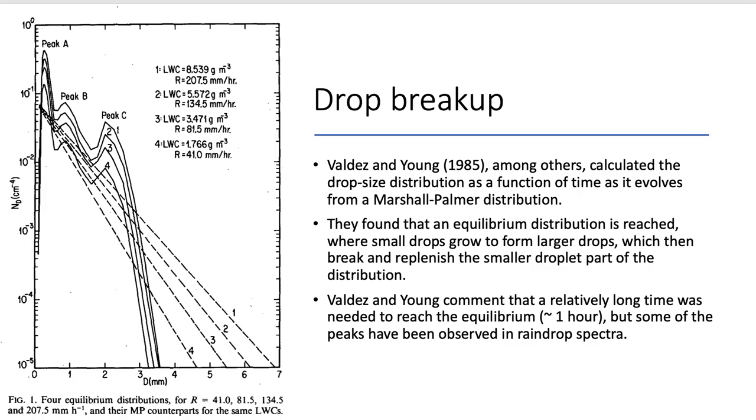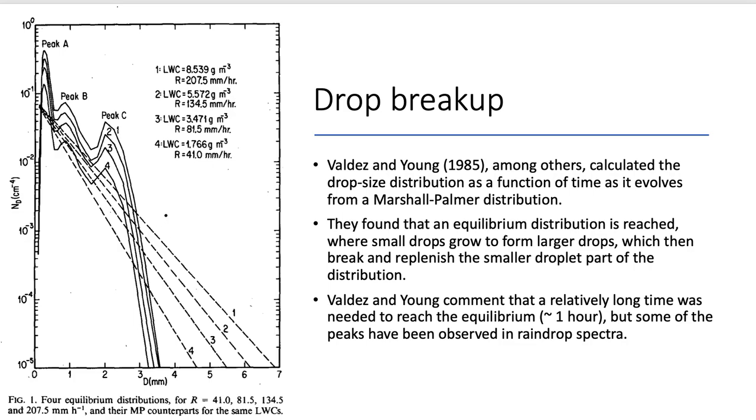Interestingly, once you start with a Marshall-Palmer distribution, it is not necessarily an equilibrium distribution, right? Larger droplets will likely break up. If you have a large droplet here, it will likely break up and give rise to various smaller droplets. And some of these smaller droplets may collide and coalesce and form large droplets.